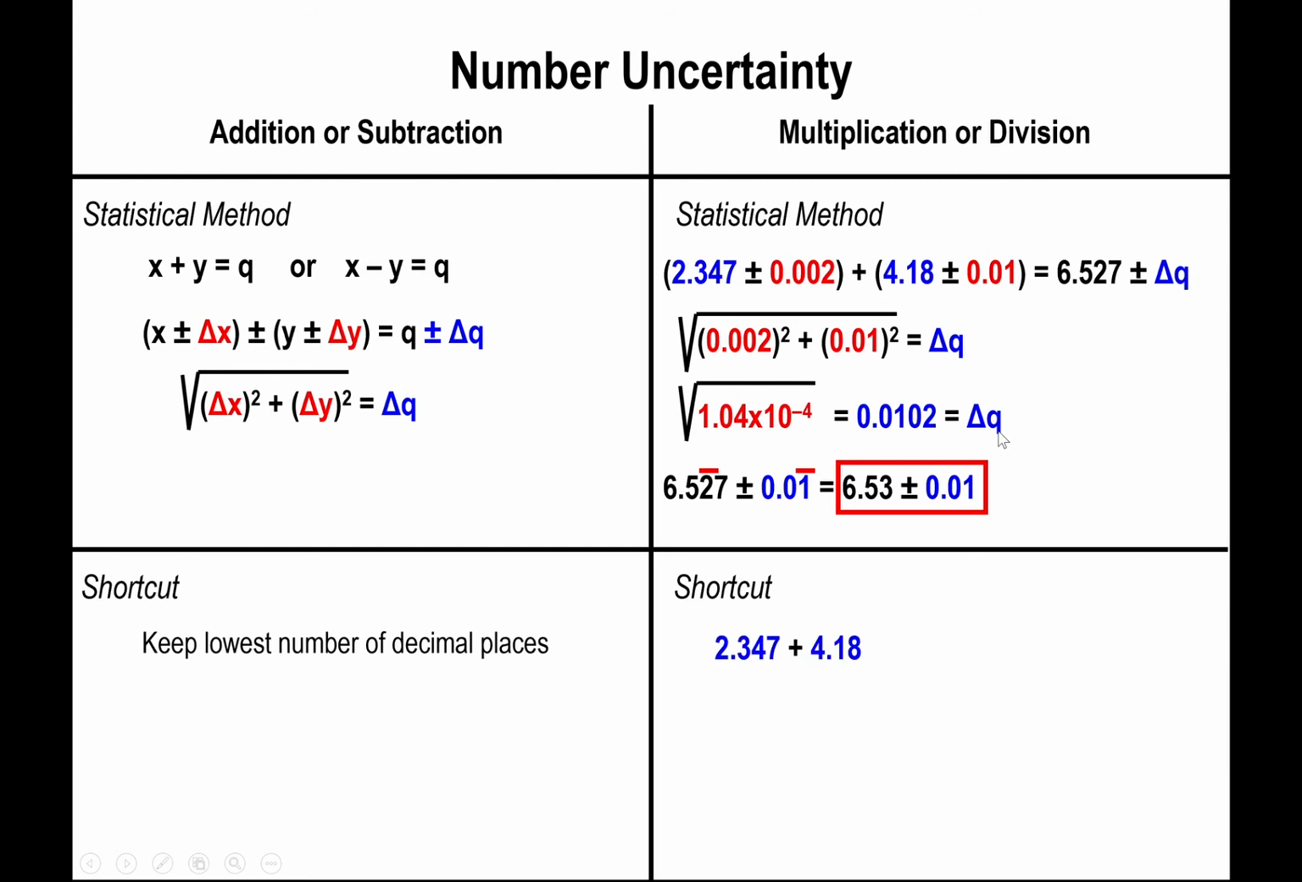Now the shortcut, of course, is just to look at the decimal places, 2.347 and 4.18. The first number has 3 decimal places, and the second number has 2 decimal places. So the answer has to have the least number, which is 2 decimal places. So you end up with the final result, which is the same thing as before, 6.53.